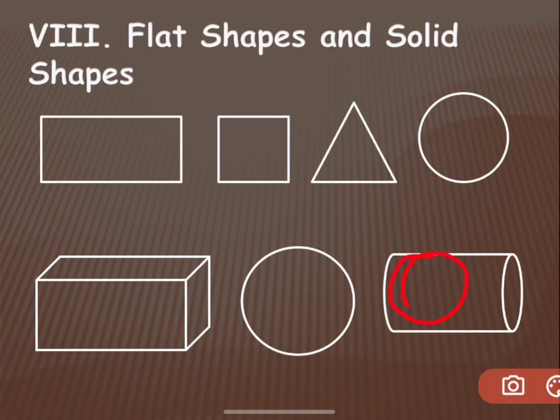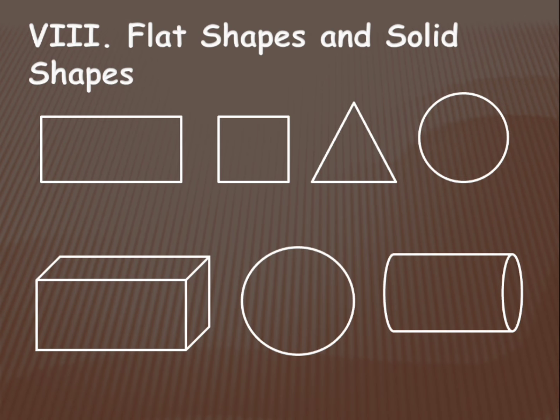That means a cylinder can roll or can slide, but a sphere can only roll and a cuboid can only slide. Okay, children, so this is about your flat shapes and solid shapes. In this, either I'll give you a shape and you have to write which shape it is, or I might give you the name of the shape and you need to draw the shape.